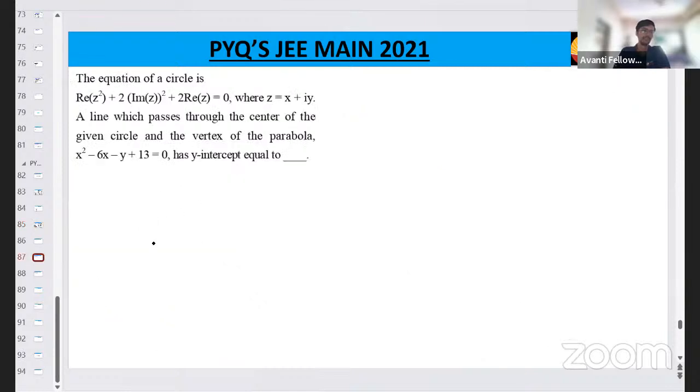Let's see the next one. Here is the next one. The equation of the circle.